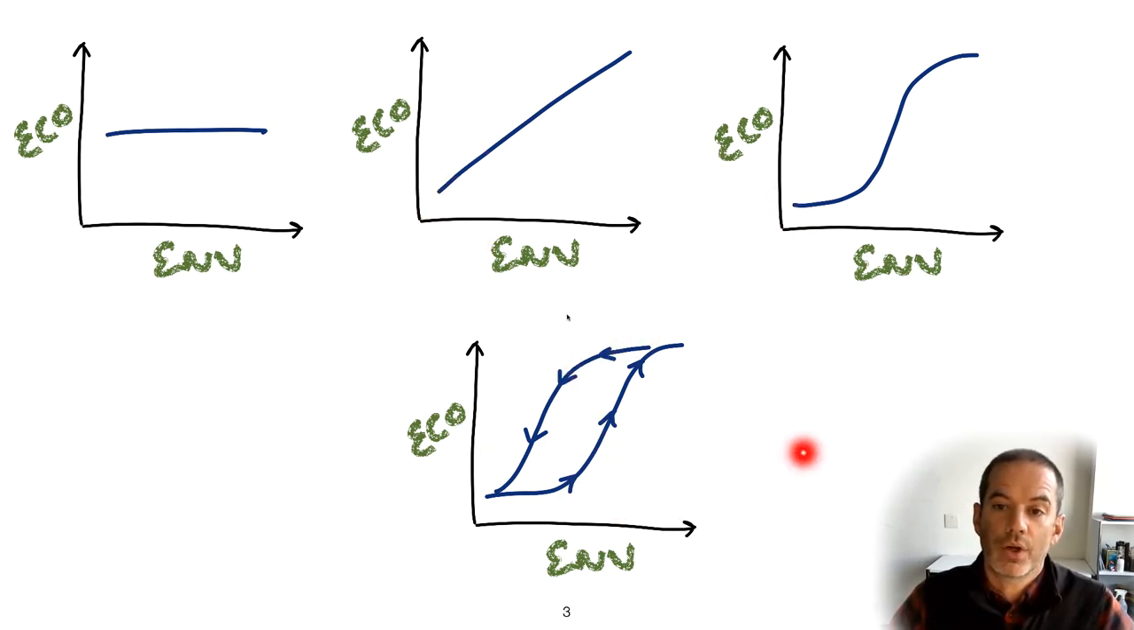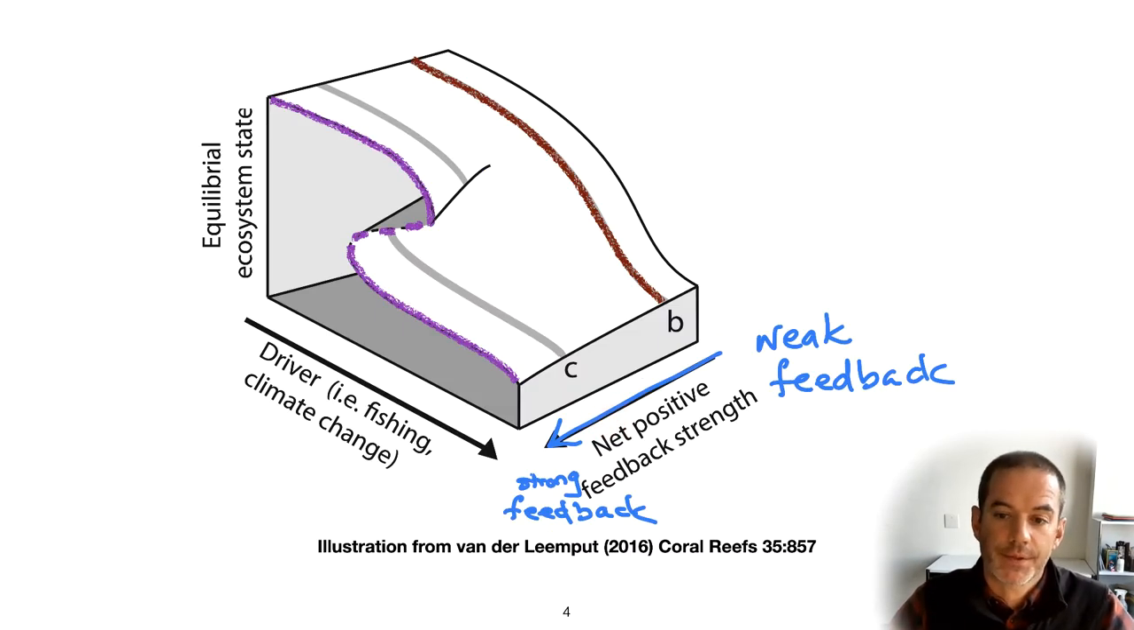And so we could have any of these types of relationship. It's a very important question about what features of an ecosystem or an ecological community determine which of these relationships we actually expect to see. Now, theory tells us about one thing that should affect the shape of this relationship, and that is just here, the net positive feedback strength. All right, let me explain.